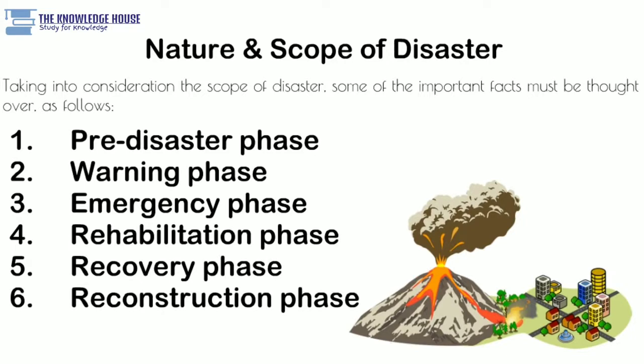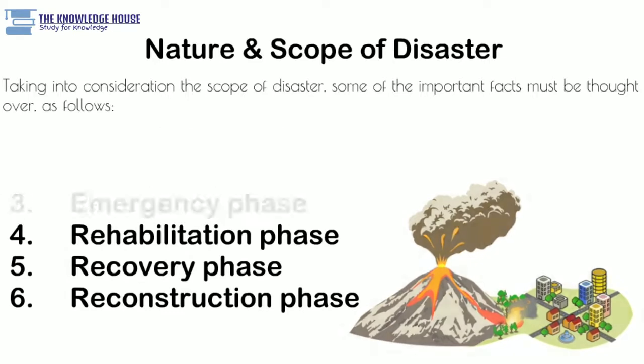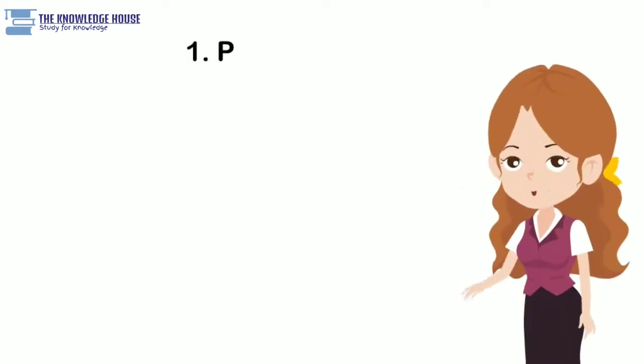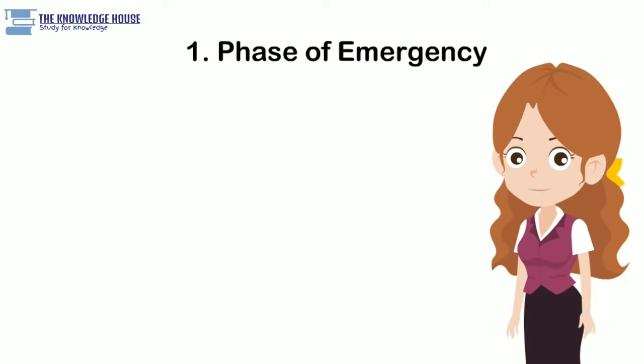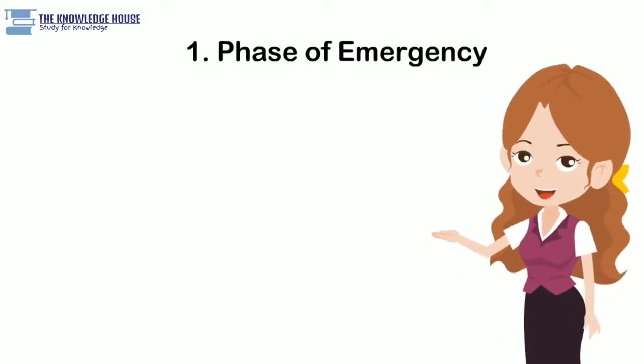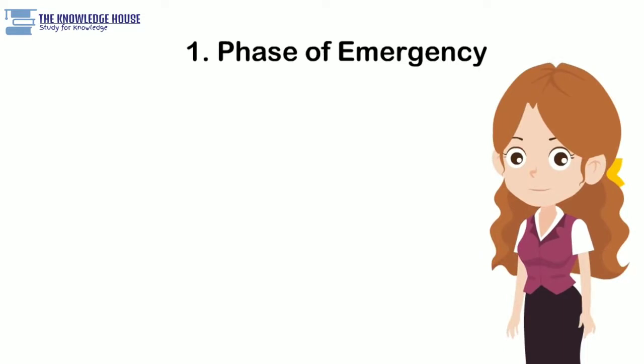Taking into consideration the nature and scope of disaster, only 3 aspects of disaster are important for common citizens. 1. Phase of emergency. An important characteristic of this phase is that maximum lives can be saved by quick actions during this phase only.